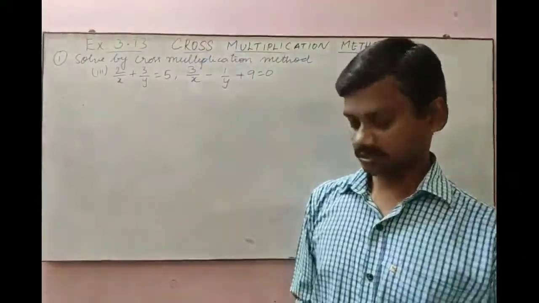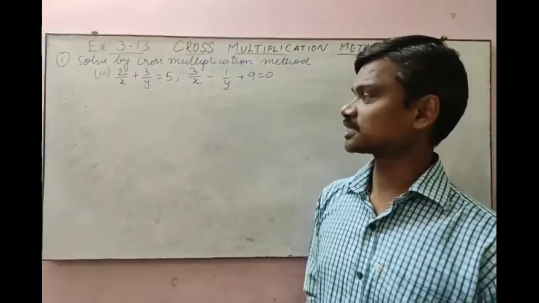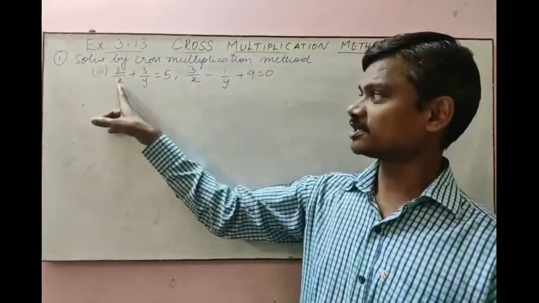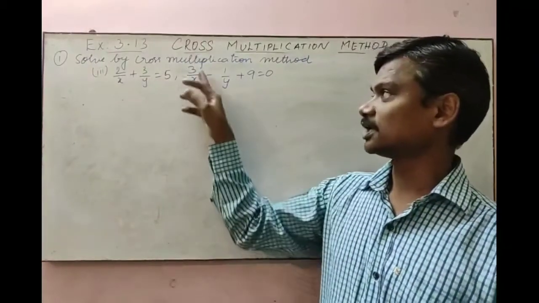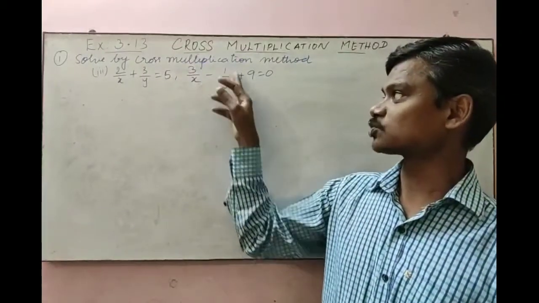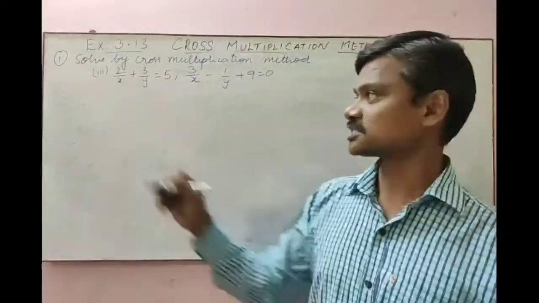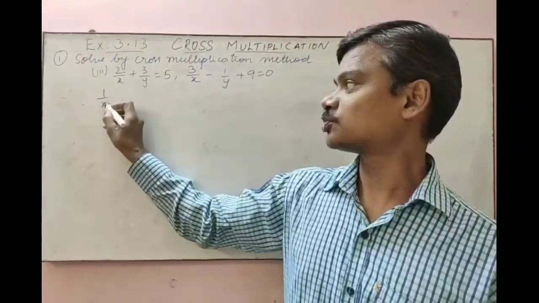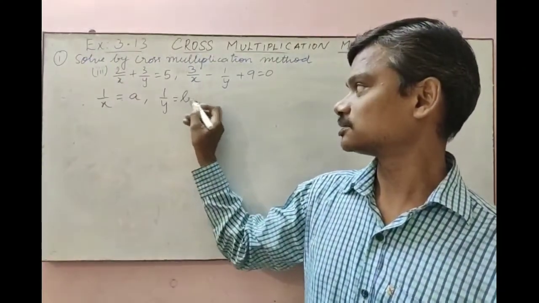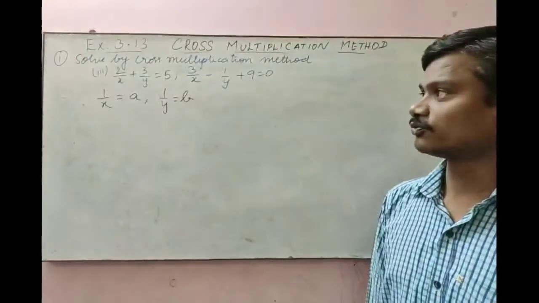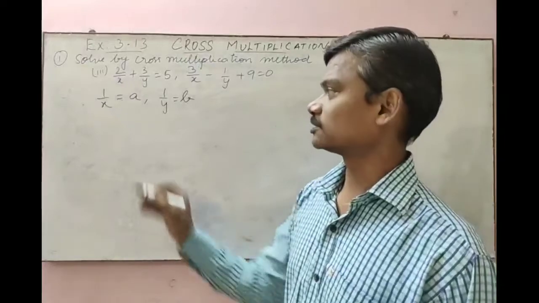This is in a different form from the first sum and the second sum, because here the variable is in the denominator. 2 by x plus 3 by y is equal to 5. And the second equation is 3 by x minus 1 by y plus 9 equal to 0. First we have to assume that 1 by x is a and 1 by y is b. Then only it is easy for you to solve the values for x and y.